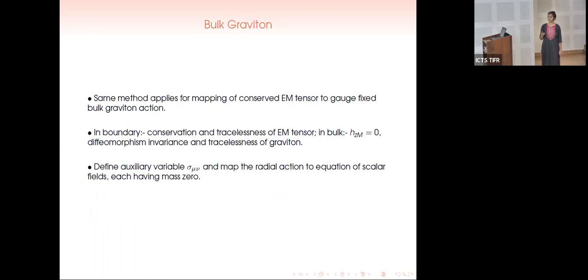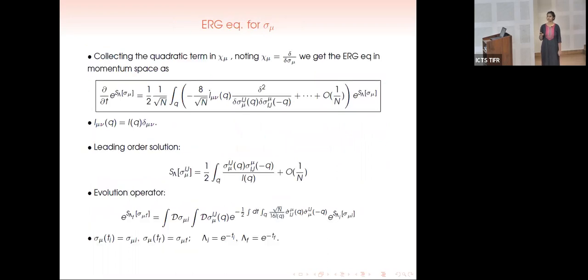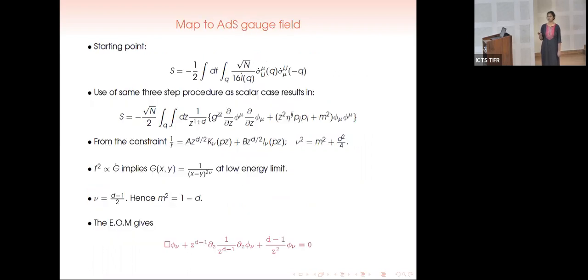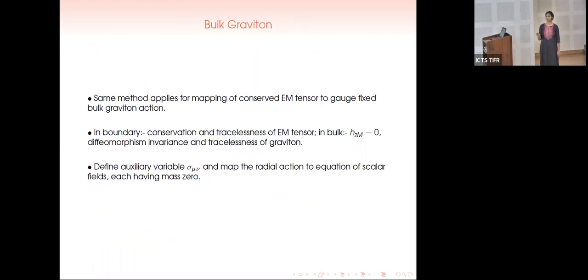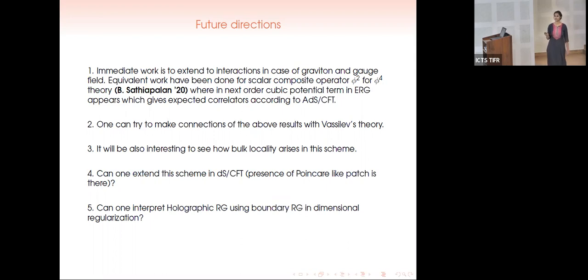So if you consider interaction terms, this Polchinski equation will have some terms like potential terms in sigma, and you can try to see how they can be interpreted on the bulk side. With this, one can try to make connections. Vasiliev's paper already has predictions for these things in the bulk theory. It will also be interesting to see how bulk locality arises in the scheme.